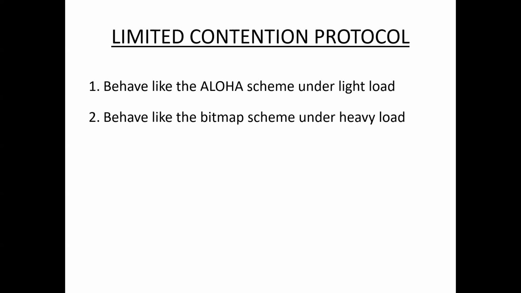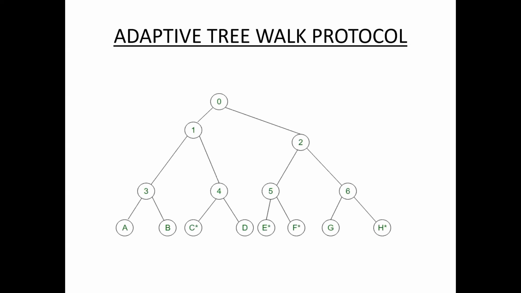The example of limited contention protocol is the adaptive tree walk protocol. Adaptive tree walk protocol means partitioning the group of stations into different slots and limiting the contention for each slot. That means out of that group only one station can try for each slot.